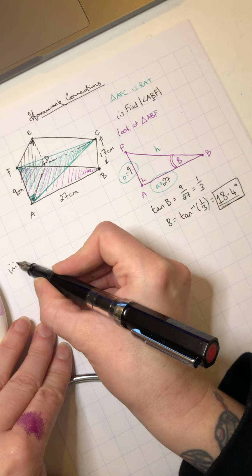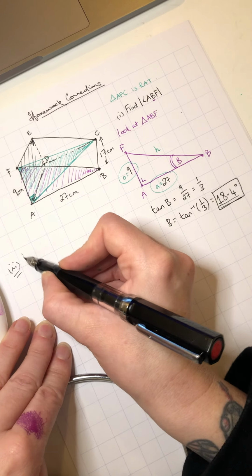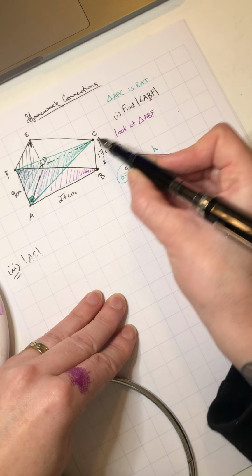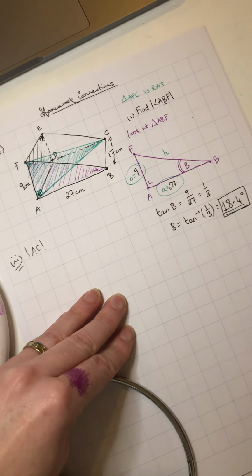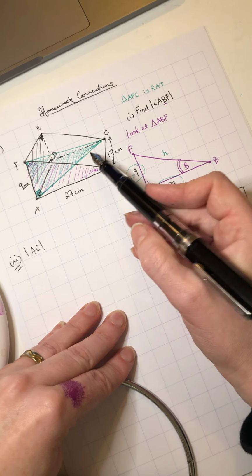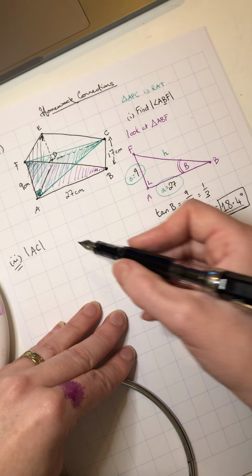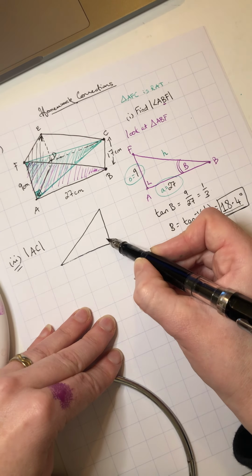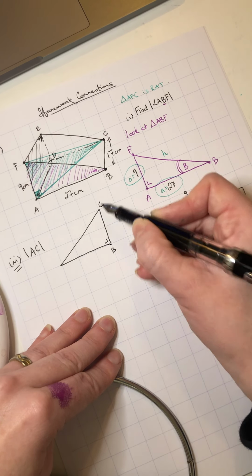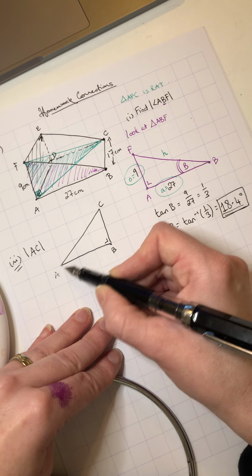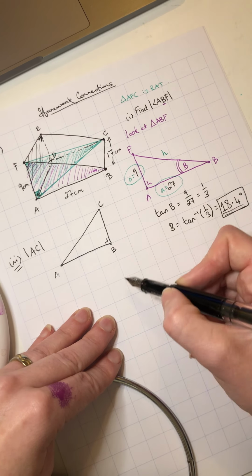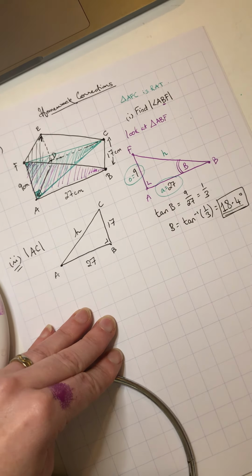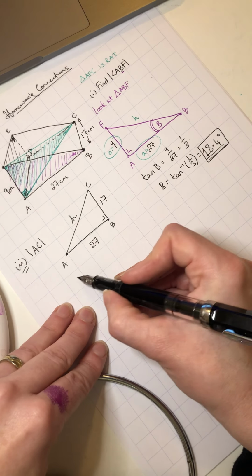Okay, part 2. Find the length of the line AC. Okay, that's the base of this green triangle here, AC. Well, AC is also part of the base rectangle as well. So if I draw out that rectangle in 2 dimensions, B, C, and A, and we want to find this distance here. That's what we're looking for. We know this distance, and we know this distance. That's the hypotenuse of a right angle triangle, so we're going to use Pythagoras' theorem.